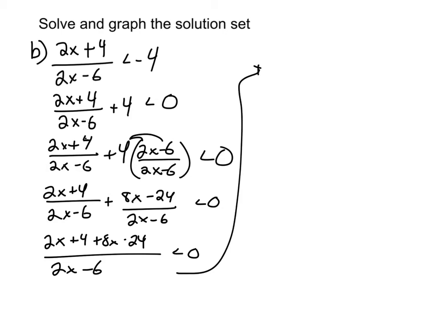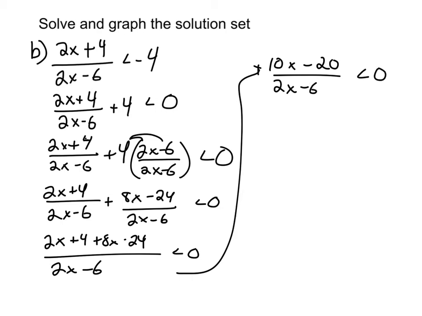So let me go ahead and combine like terms. I have 2x plus 8x, so that's going to make 10x. And then 4 minus 24, so that's going to make negative 20. And then I have 2x minus 6. All that is less than 0.